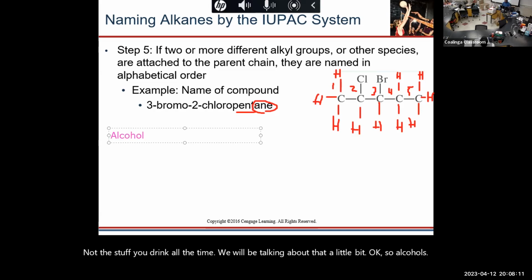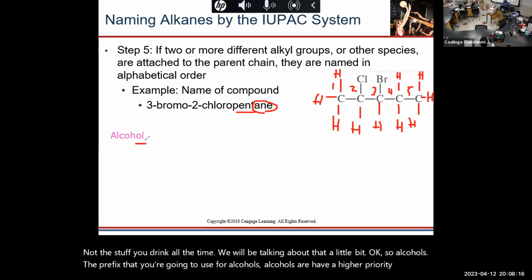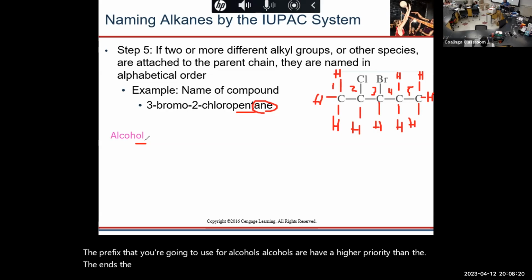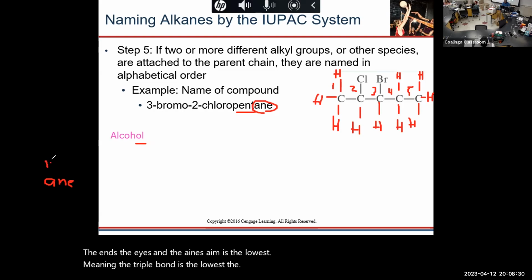The prefix that you're going to use for alcohols. Alcohols have a higher priority than the enes, the ynes, and the anes. Ane is the lowest. The triple bond is the lowest. The ene and the yne are equal. Then we have alls.